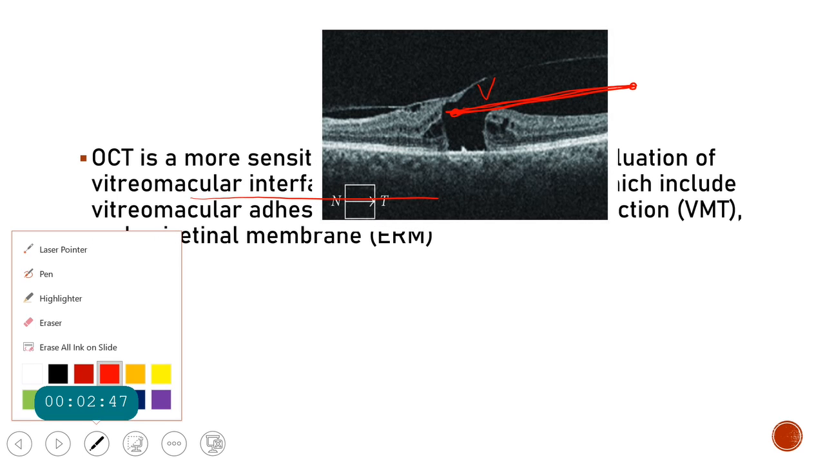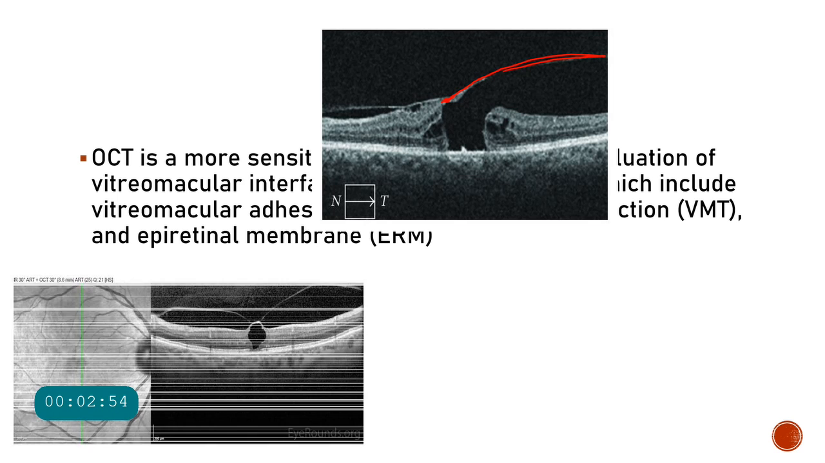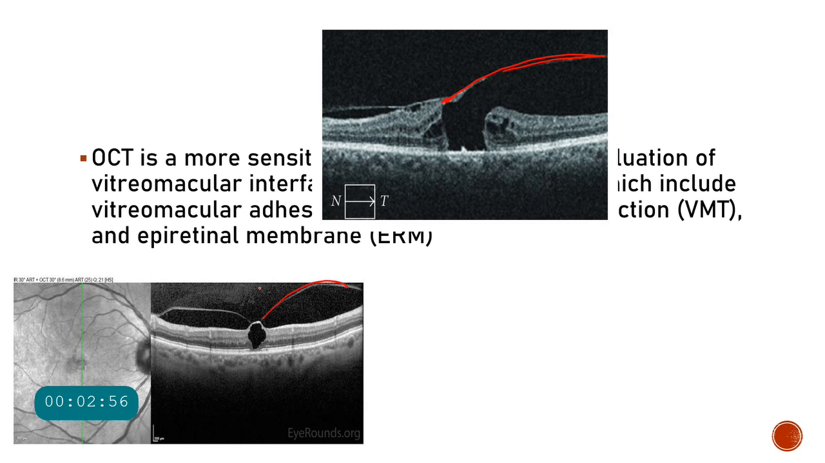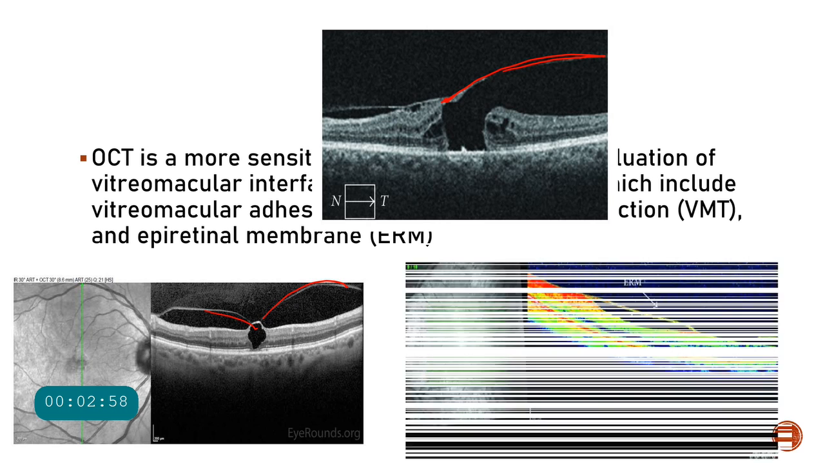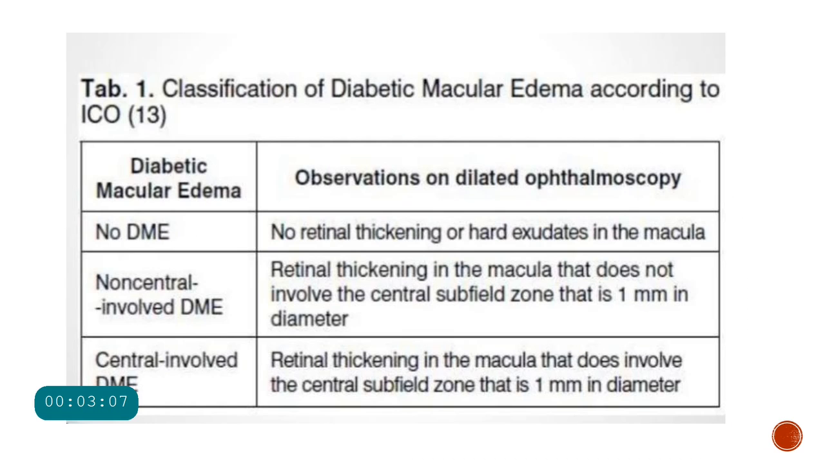Now, as you can see in this picture, you can see a membrane over here which is extending and causing a macular hole formation, and similarly over here you can see these focal tractional areas leading to elevation of the retina and this epiretinal membrane. So such vitreomacular adhesion and vitreomacular interface abnormalities are better detected on OCT.